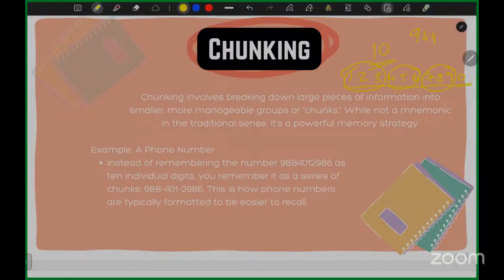See, I have given an example down below, 98840. So this phone number can be remembered as chunks. 988 is a chunk, a group, so from this we can easily remember. Next, 401 we can easily remember. Then 2986. So this is another method which all people in the entire world are using, this kind of mnemonic, but they don't know that this is a type of mnemonic which they are already using in day-to-day life.